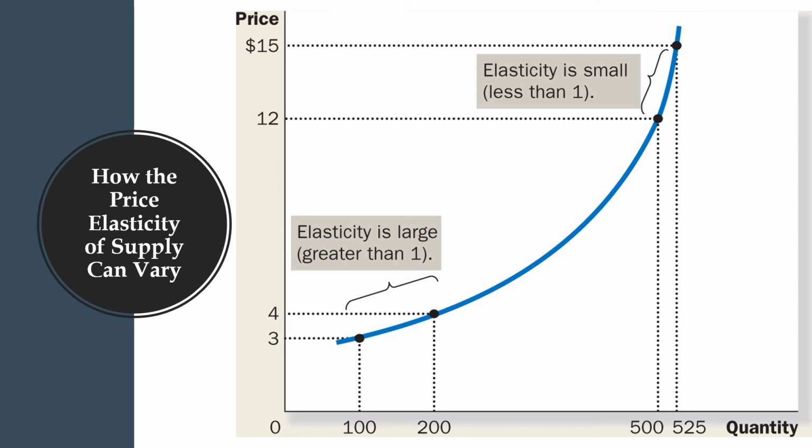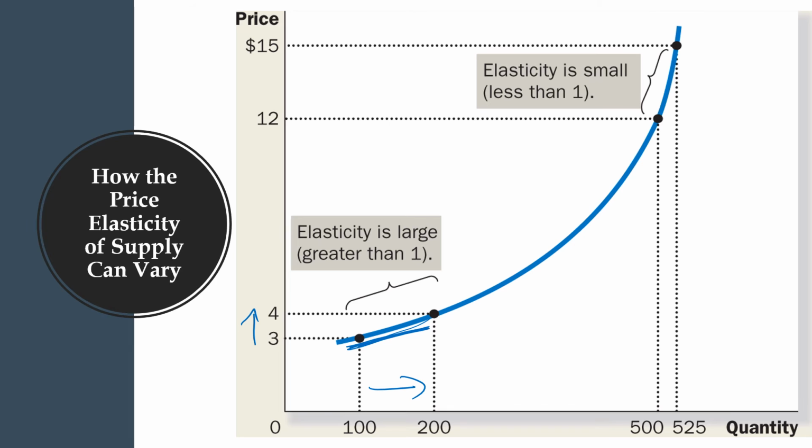All right, so how the price elasticity of supply can vary. Just like the price elasticity of demand varies along the demand curve, even if the demand curve is linear, like we talked about in the last video, the elasticity of supply also varies depending on where you are on the supply curve. So from $3 to $4, the price increases. In that case, the supply is very responsive to that price change. We can see that the supply curve is very flat here, and so this is quite typical, right?